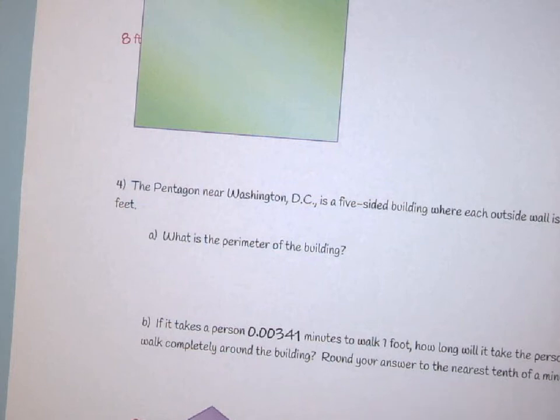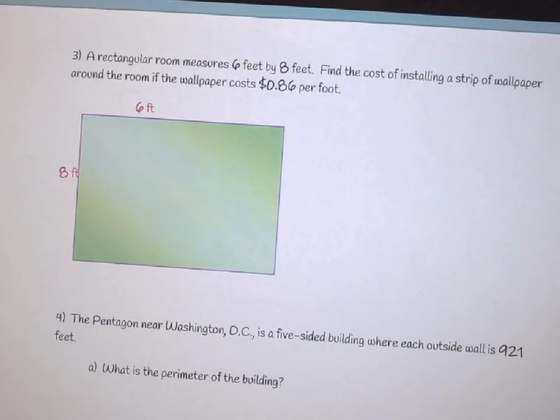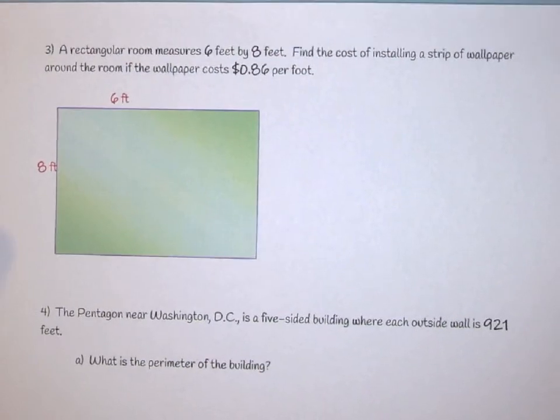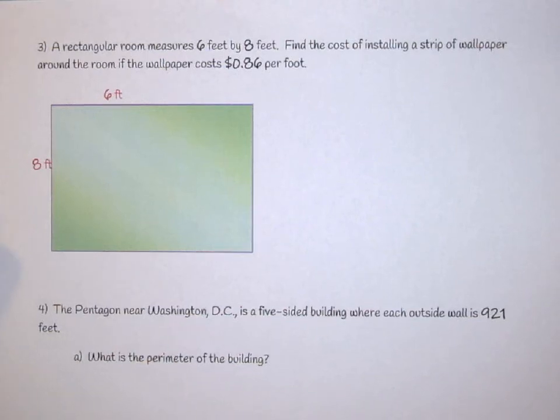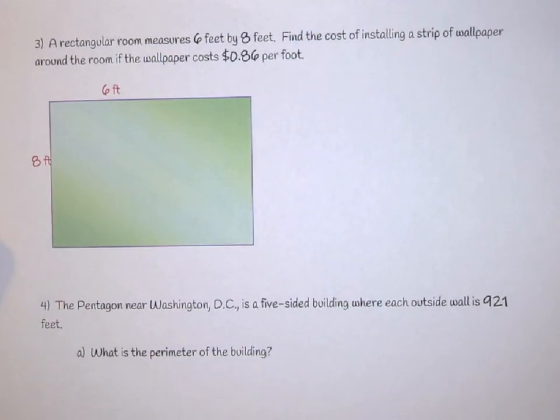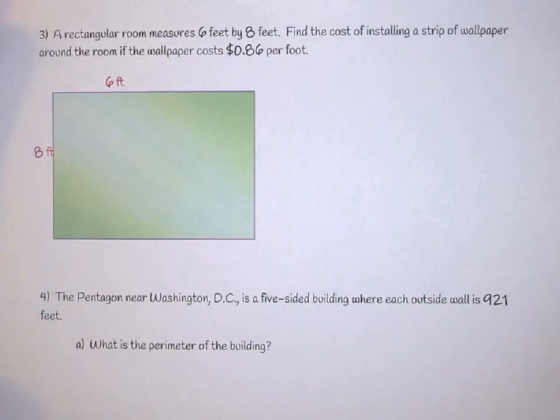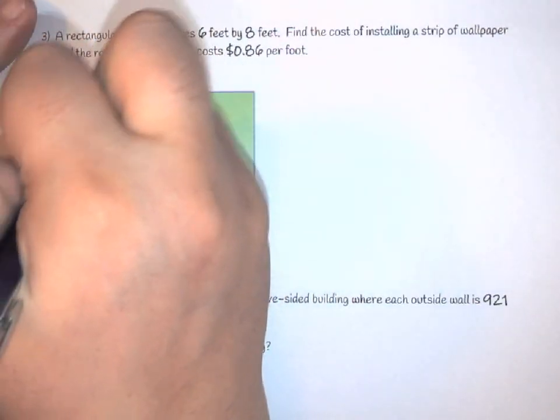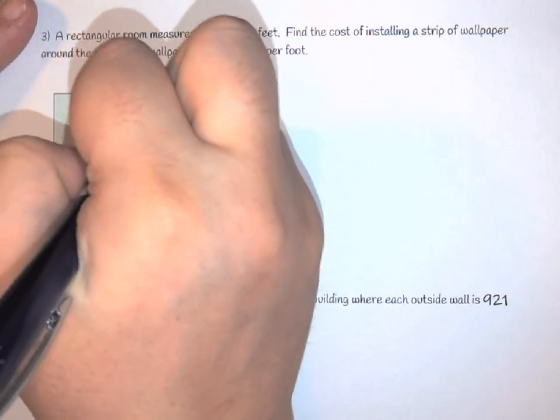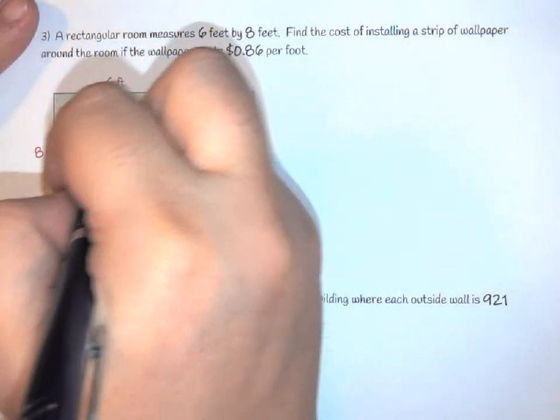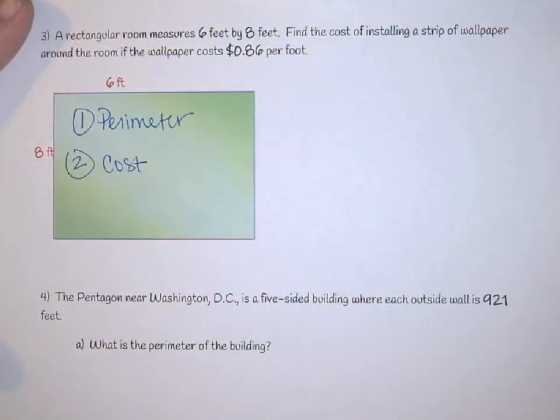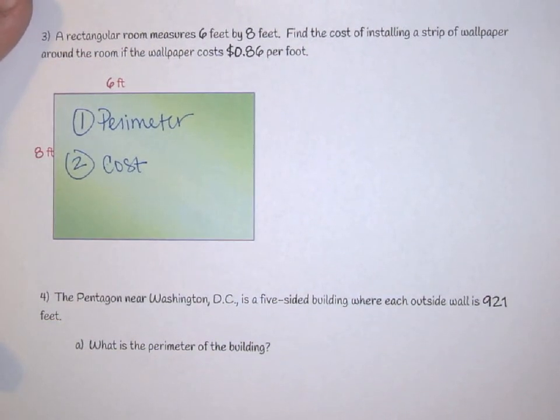Now, all of those problems, things have been given to you. What happens if you're given word problems instead? So here you're told that a rectangular room measures 6 feet by 8 feet, and you need to find the cost of installing a strip of wallpaper around the room if the wallpaper is 86 cents per foot. So the first thing that we need here is we need to know your perimeter, so that the second thing we can do is we could calculate your cost. Okay, those are the steps we have to take.